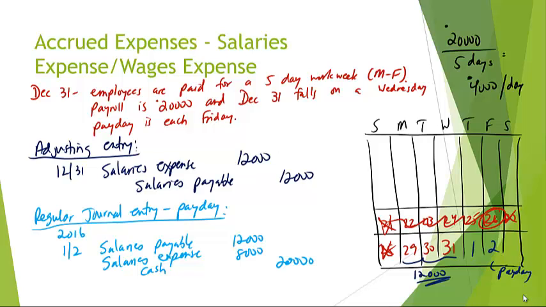Now, if you look at the light blue entry here, I did add that in as an extra. This is not an adjusting entry. This is what would occur on a regular journal entry payday.